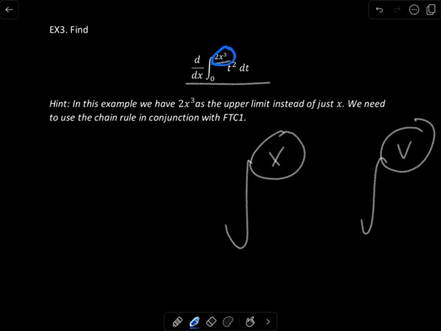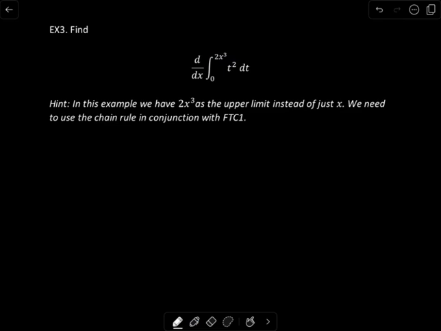So, since we have a function of that variable, I've given you a hint, you need to use the chain rule in conjunction with FTC1. So take a minute, try it, and then I'll go through it. All right, let's go for it.